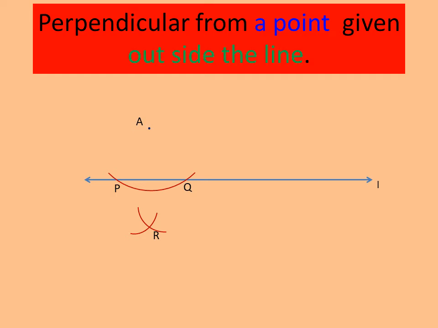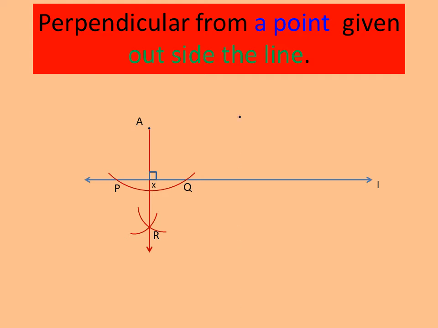We will draw a line passing through points A and R. So I can say that ray AR is perpendicular to line L. I am not using any word, and we will mark it with the symbol of perpendicular. I hope it is clear.